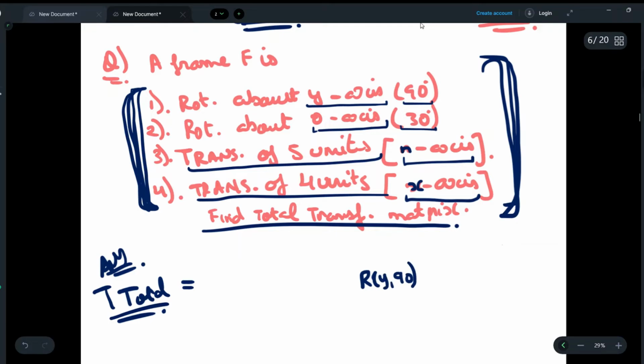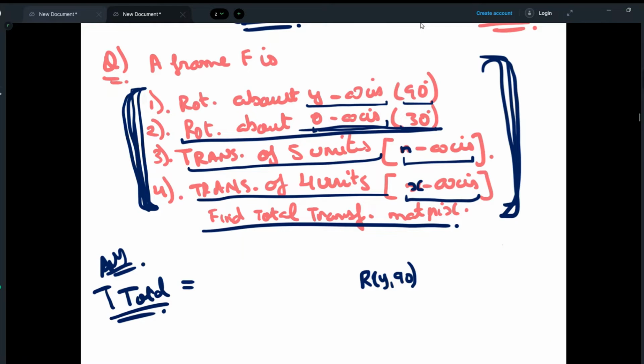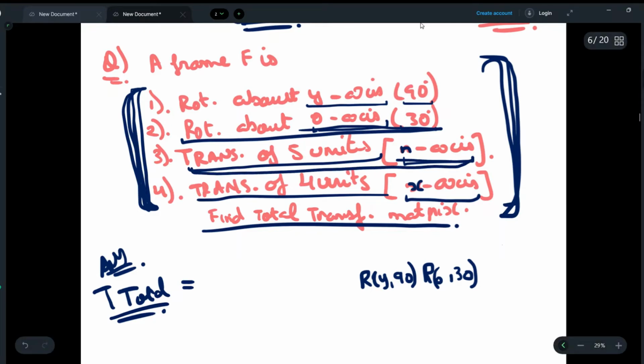Now come to the second part. In the second part, we are rotating about the o axis. Whenever we are rotating about the o axis, the order will be the same as written in the question. So we will write o on the right of y, and it will be rotated by 30 degrees. Now come to the third part. I'm doing it very slowly so that you understand it carefully, so please pay attention as much as you can, because this is a very important concept.